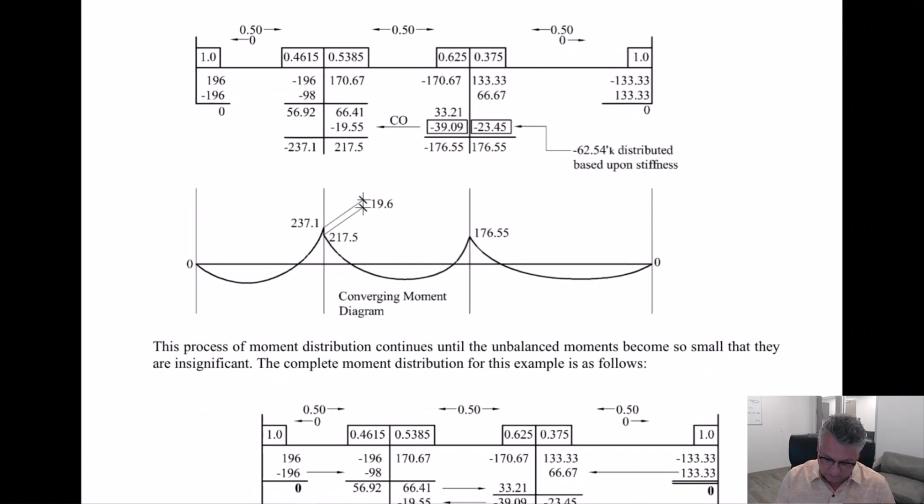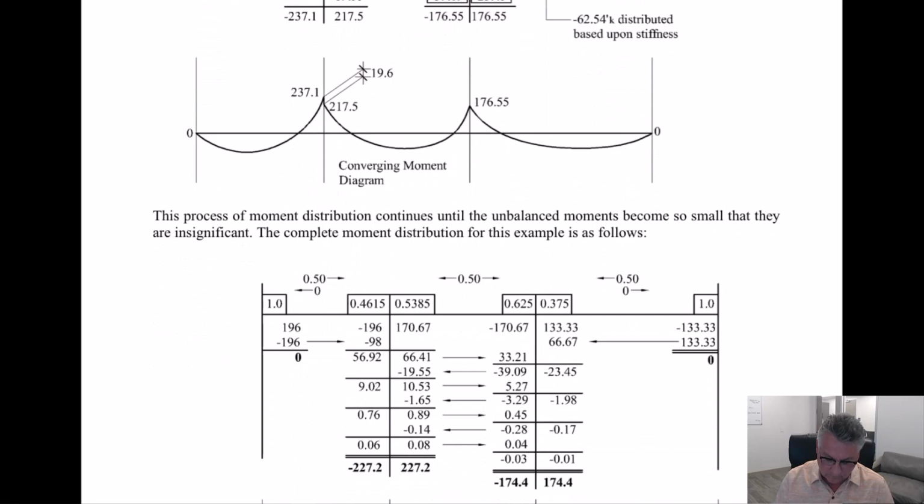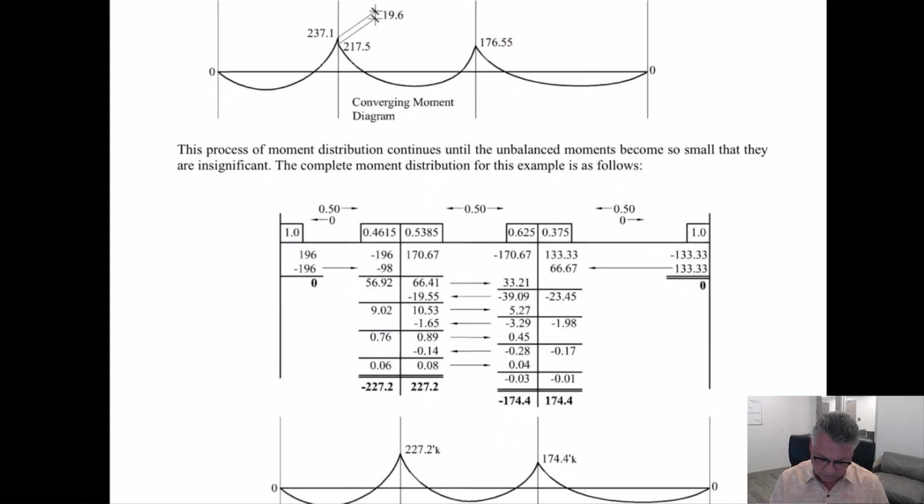This joint's out of equilibrium. So, what do we do? We put that joint back in equilibrium. By doing that, we're going to affect that joint. Then we're going to put this one back in equilibrium, and we're going to affect that joint. We're just going to bounce back and forth until the numbers become so small that we don't have to do this anymore.